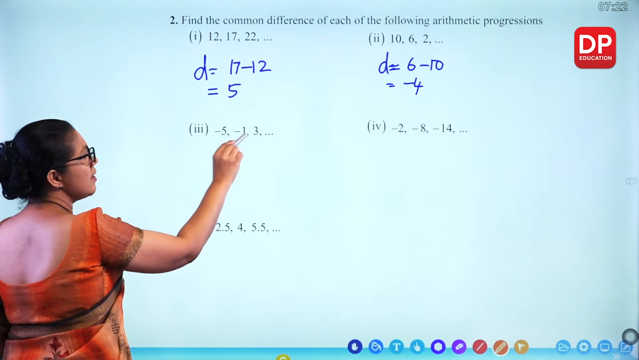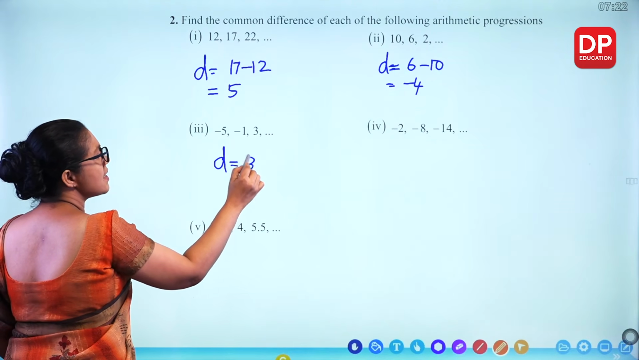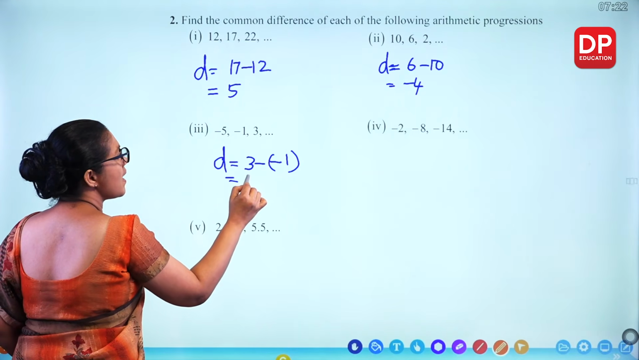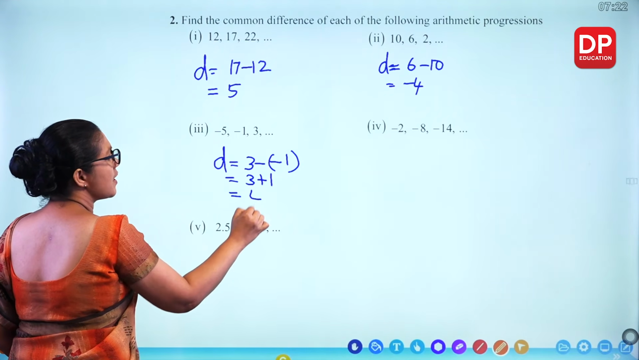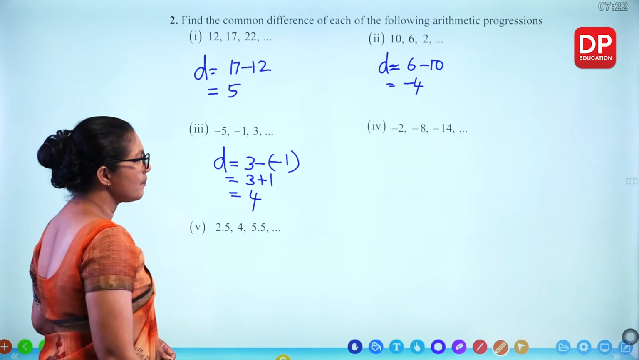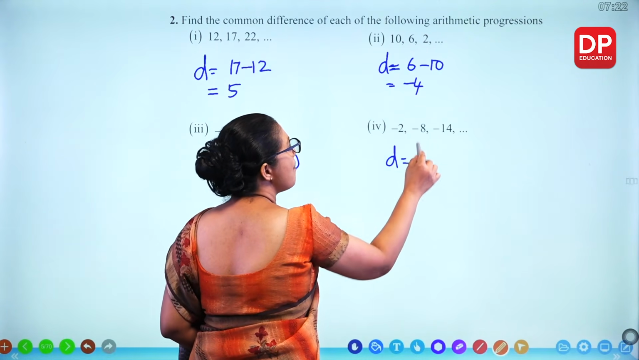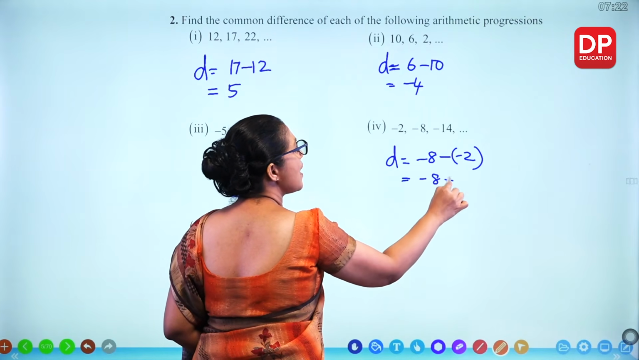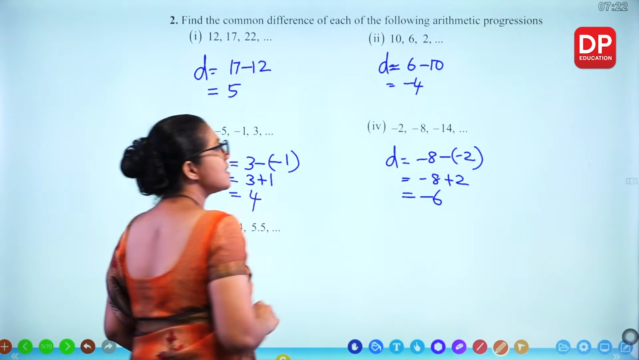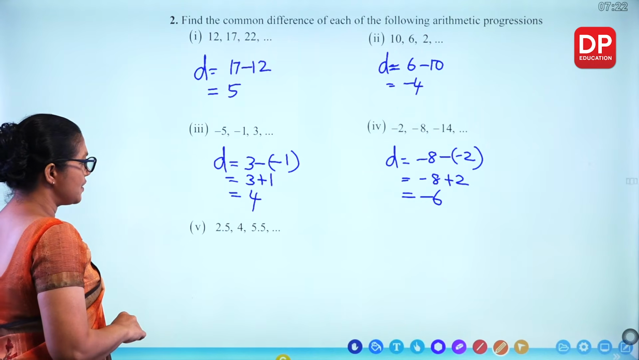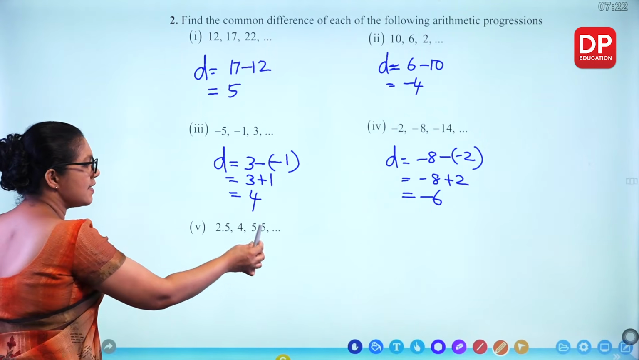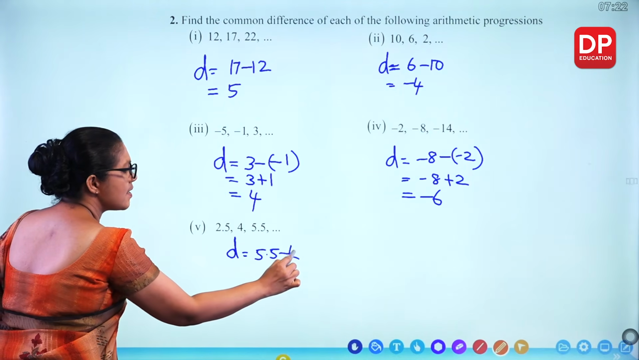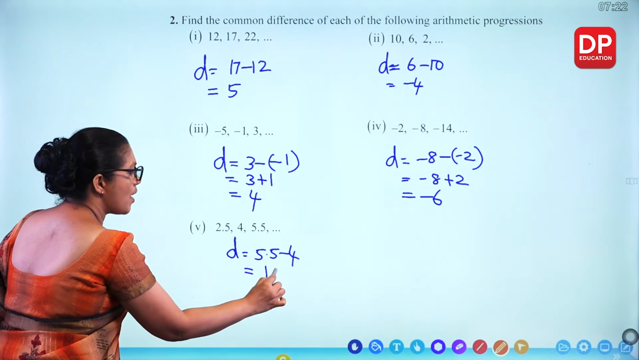Try this one. It's easy to take 3 minus minus 1. So, you get plus 1, becomes 4. This one, minus 8 minus minus 2. Minus 8 plus 2 becomes minus 6. This one you get decimals. It's easy to take these two. 5.5 minus 4. You get 1.5.